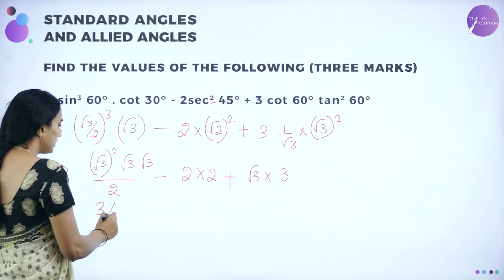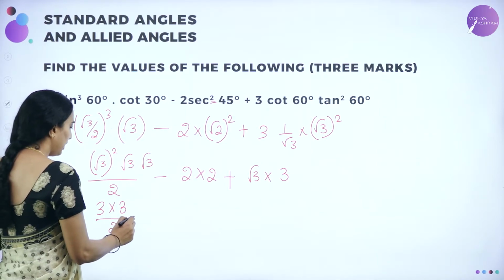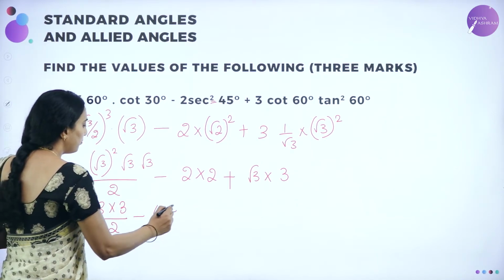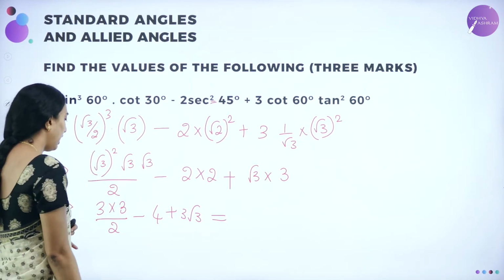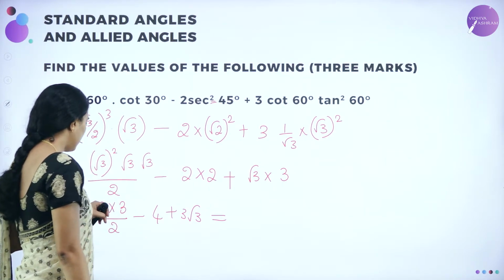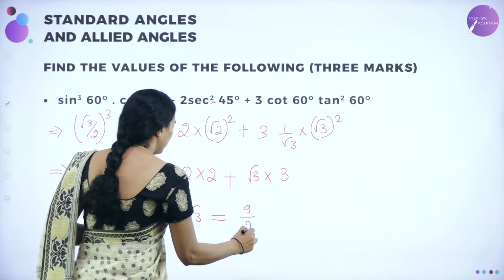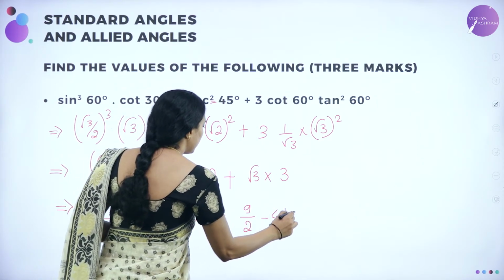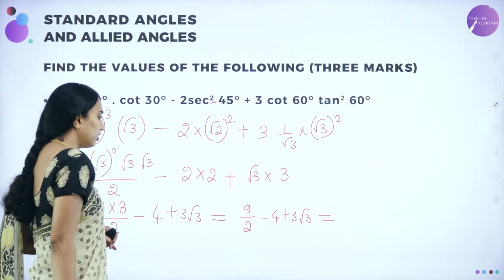Root 3 whole squared is 3. You are going to have it as divided by 2 minus 2 into 2 is 4 plus 3 root 3. Which implies you can have 3 3s are 9. So therefore 9 by 2 minus 4 plus 3 root 3, which is an irrational number because 3 root 3 is there.